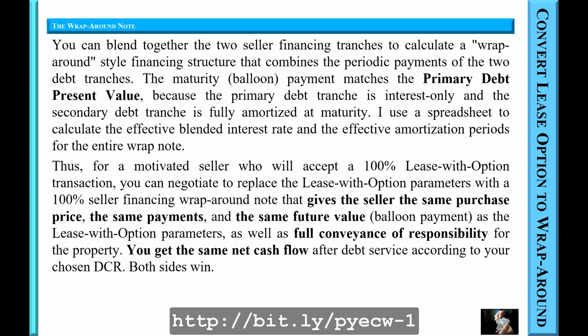Thus, for a motivated seller who will accept a 100% lease with option transaction, you can negotiate to replace the lease with option parameters with a 100% seller financing wraparound note that gives the seller the same purchase price, the same payments, and the same future value, that is the balloon payment, as the lease with option parameters, as well as full conveyance of responsibility for the property. You get the same net cash flow after debt service according to your chosen debt coverage ratio. Both sides win.